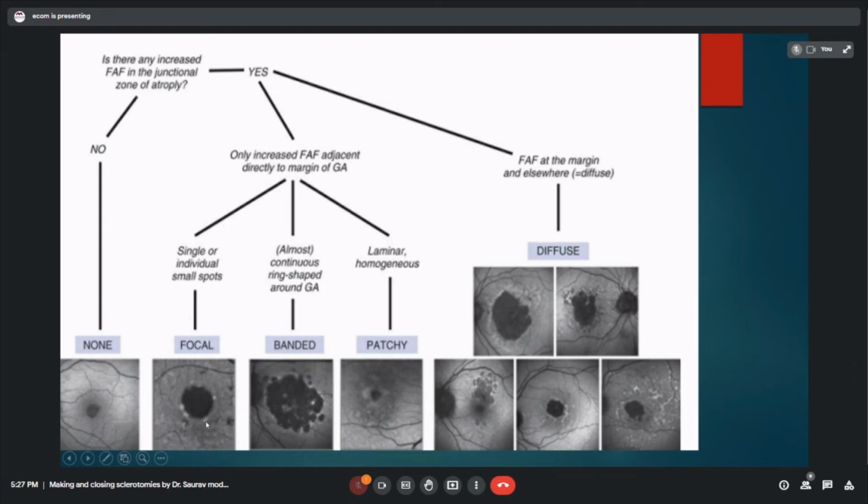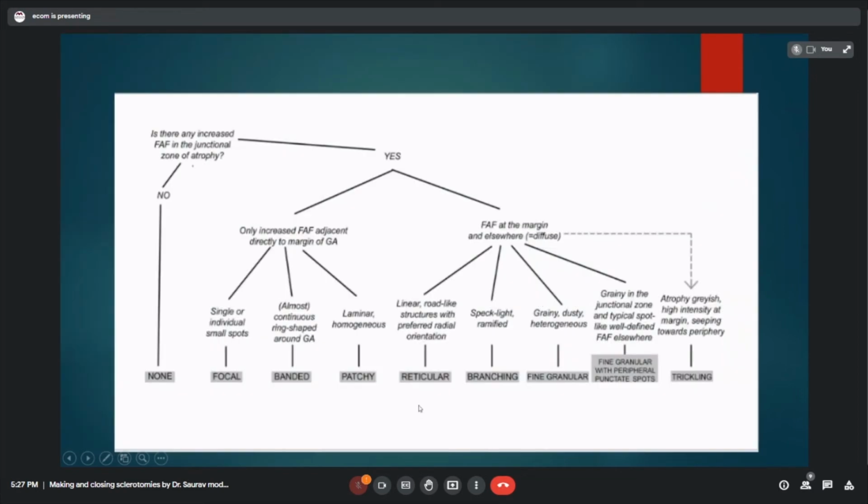single or individual spots, it is a focal pattern. Almost continuous ring-shaped, it is a banded pattern. Laminar or homogeneous, it's a patchy pattern. But autofluorescence at the margin as well as elsewhere is diffuse, and it is divided into 5 parts. It can be reticular, branching, fine granular with peripheral punctate deposits, or trickling. It was found that the patchy pattern as well as the diffuse type are at higher risk for progression of GA, and especially the diffuse trickling pattern is at the highest risk for progression.